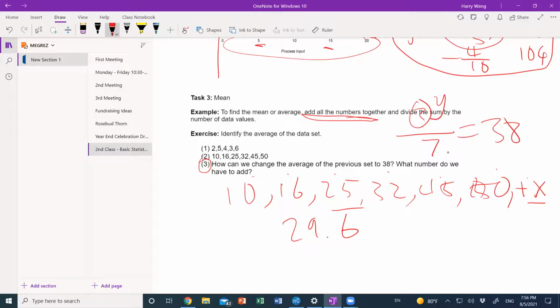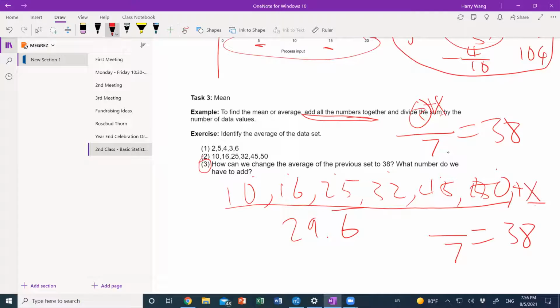Oh wait, no, it is x. So our mystery number here that we have to add, we can put into our unknown value. You can simply put it as x divided by 7 equals 38. And then we can solve for this x. Oh, what am I saying? Wait, oopsie. It's all the numbers added together plus x. So we have 10 plus 16 plus 25 plus 32 plus 45 plus 50 plus our extra number x, divided by 7 equals 38.